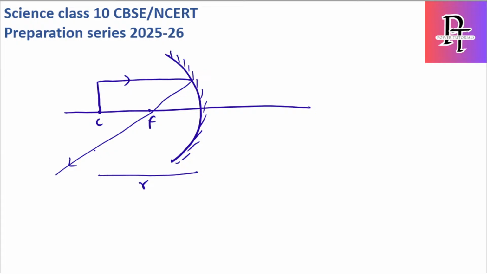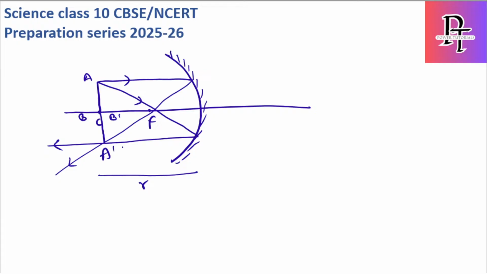Okay, for the second case, I will draw a line passing through the focus. If an incident ray is passing through the focus, what will happen? It will get reflected such that it is parallel to the principal axis. Okay, and if AB is the object, then I will get the image at C, A dash, B dash.